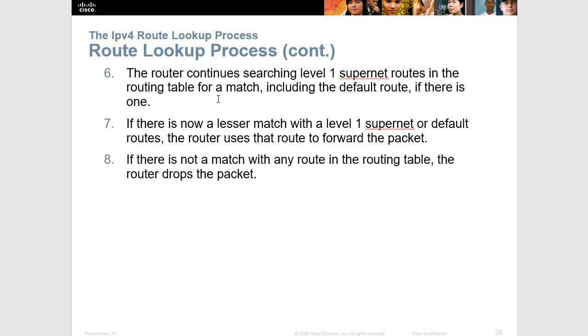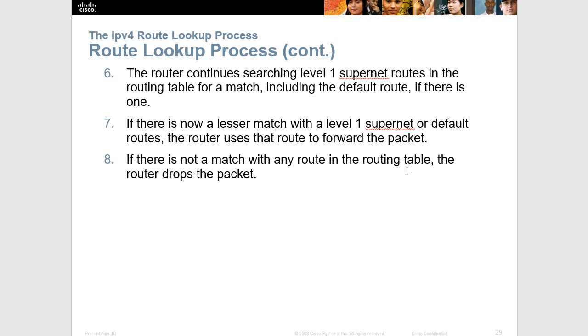The router continues searching level 1 supernet routes. So now you're looking for supernet routes, summary routes that might match that entry, including the default route if there is one. If you do have a default route, it's going to match that at the end pretty much no matter what, so you'll have your traffic forwarded out the default route if all else fails. But if it does match a supernet or default route, it'll use the supernet first. If it doesn't match a supernet, it'll use the default route and forward the packet.